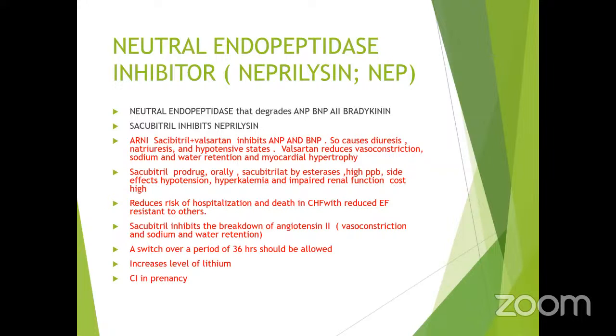So this sacubitril inhibits the breakdown of angiotensin 2. If it breaks down, what is the use? Again, angiotensin 2 is a vasoconstrictor along with aldosterone. It will increase everything. So for that reason, we are adding valsartan. A switch over a period of 36 hours should be allowed. That means stop ACE inhibitors on Monday, start ARNI on Thursday. So 36 hours should be there. The drug levels of lithium are increased, and this is absolutely contraindicated in pregnancy with heart failure.